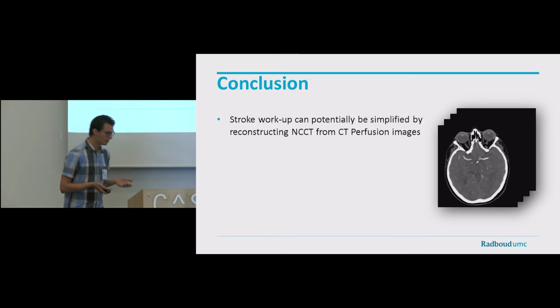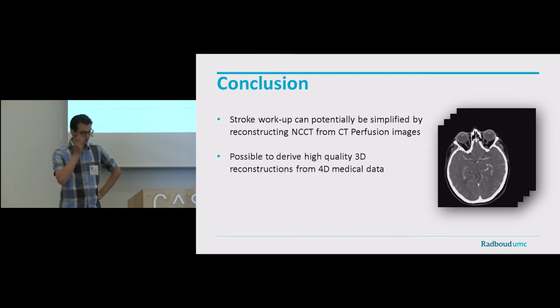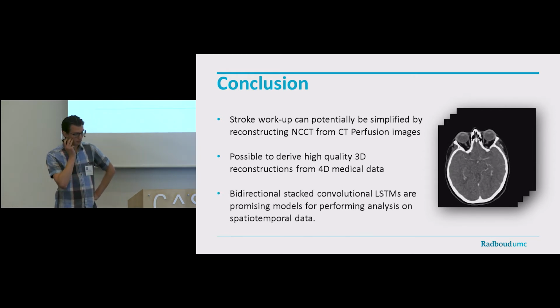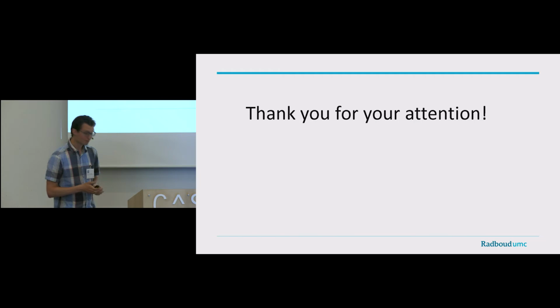So in conclusion, we show that we have this hypothesis that stroke workup can be simplified by reconstructing non-contrast CT from CT perfusion images. And that it is possible to derive high-quality three-dimensional reconstructions from 4D medical data. And that especially bidirectional stacked convolutional LSTMs are promising models for doing this. Yeah, I would like to add that we think, at least for this application, we are probably the first doing this. So, thank you.